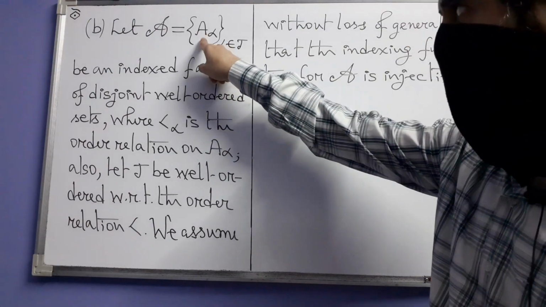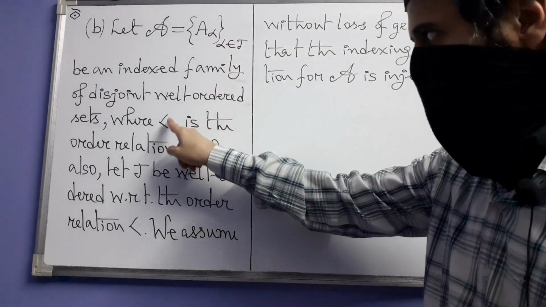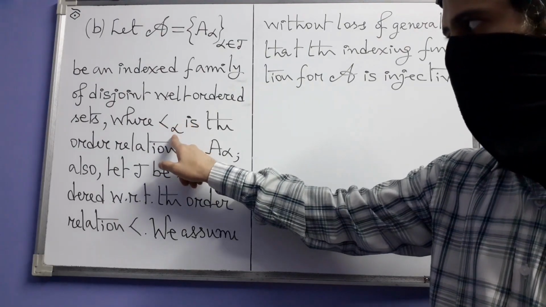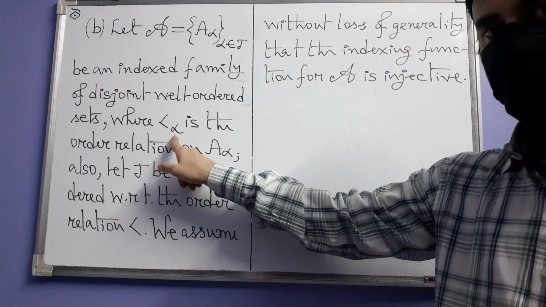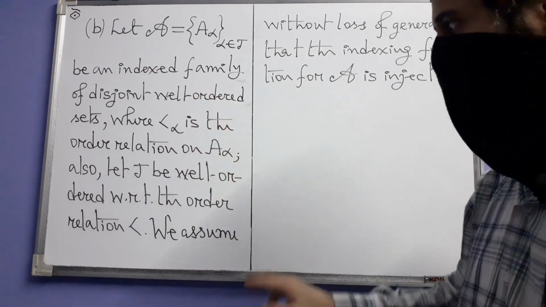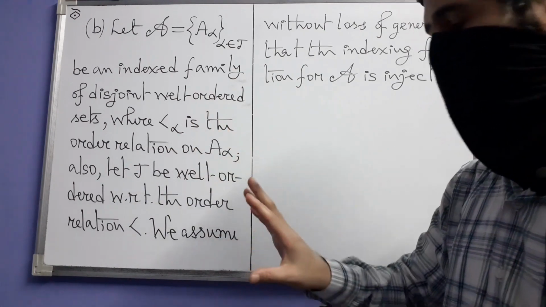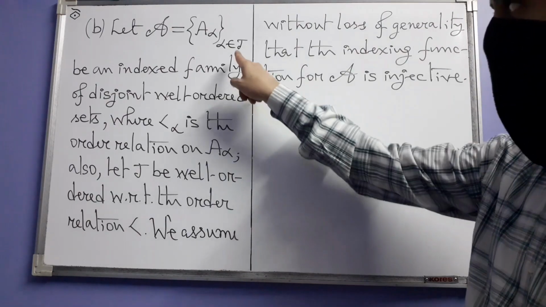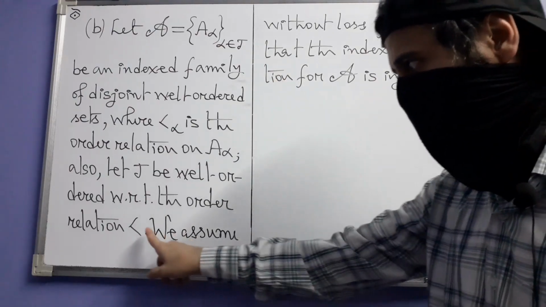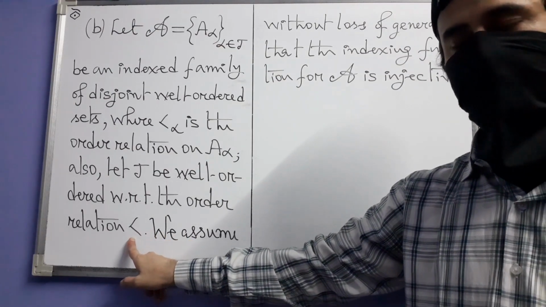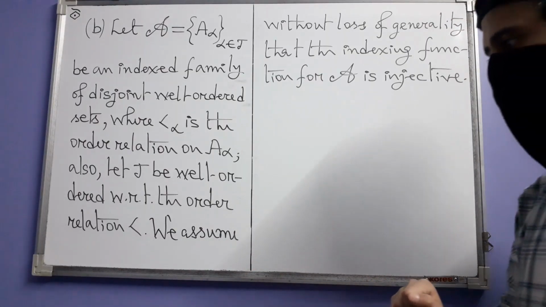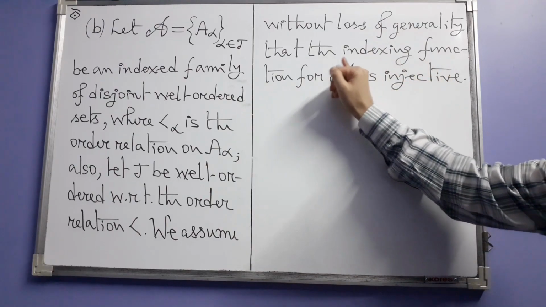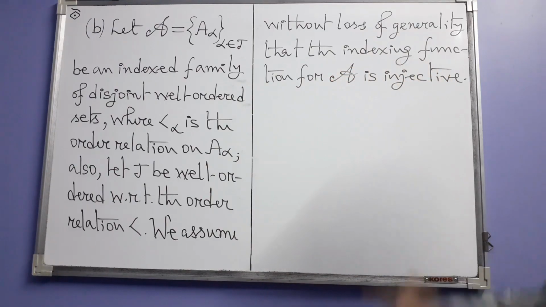And the order on A alpha which makes it well ordered, say that is this order. To denote it, we use this suffix alpha. It indicates that this is the order on A alpha. What else do we need? It's an indexed family indexed by a well-ordered set. So the index set J is also well-ordered with respect to, say, this order. We can assume one more thing without loss of generality, that the index function for this family is injective.